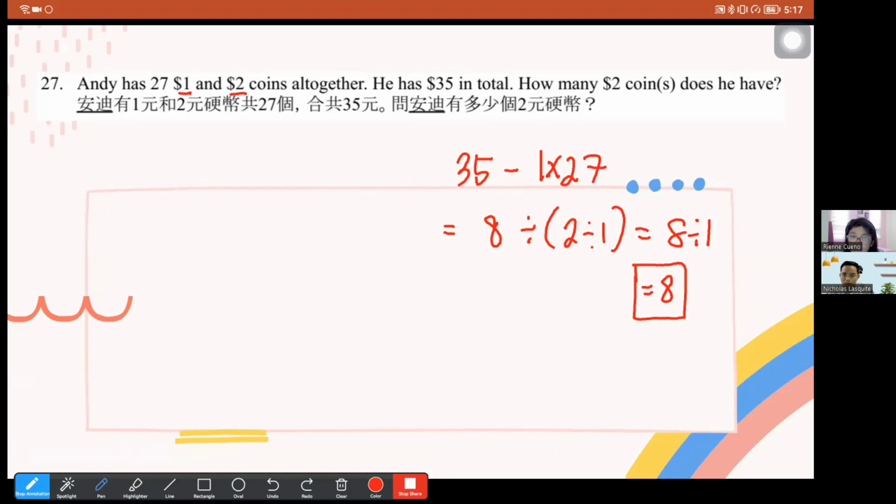Wait, teacher, why is it divided by 1? Because 2 minus 1 is 1. Sorry, it's the difference between the 2 and the 1.